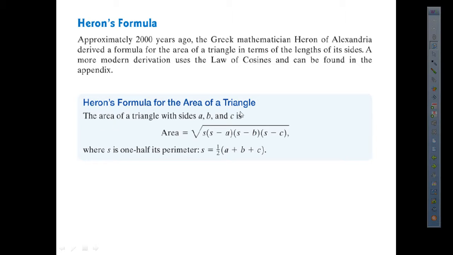But you do need to know how to use Heron's formula, and the area of a triangle with sides A, B, and C is just the area is equal to the square root of S times S minus A times S minus B times S minus C, and then take the square root of that, where S is 1/2 its perimeter. In other words, 1/2 of A plus B plus C.